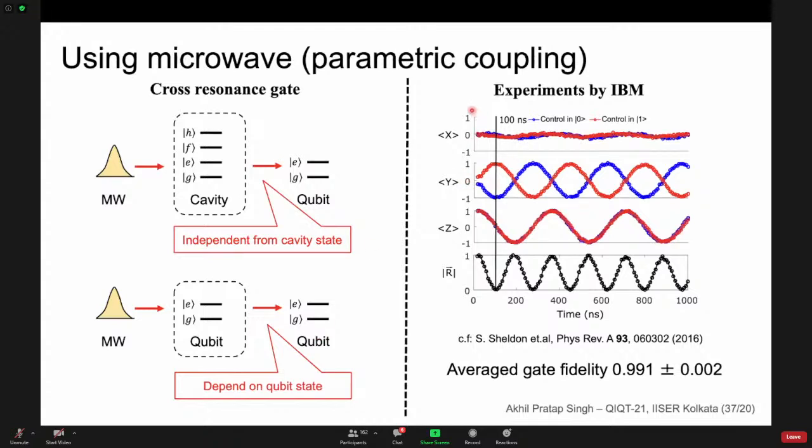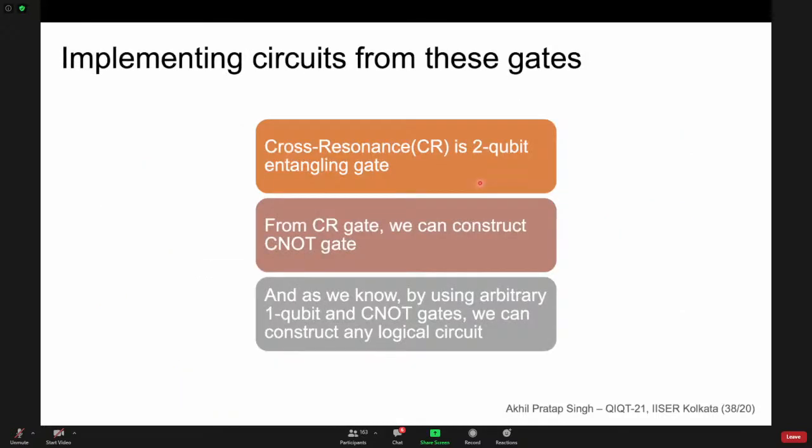So this is like the control. The control is the qubit, like in a CNOT gate, where we know the qubit which determines what happens to the other qubit, and this plot is for the target qubit. You can see this blue is for the control in 0. If the control qubit is in 0, the target qubit oscillates in this direction, but if the control is in 1, it oscillates in the opposite direction. So this is what the cross resonance gate is, and the cross resonance gate is a two-qubit entangling gate.